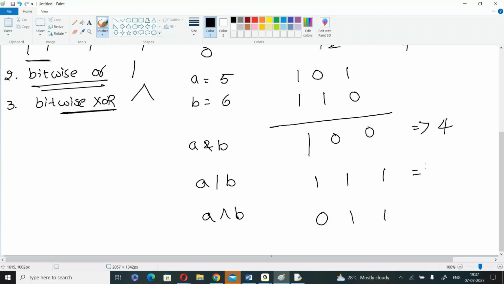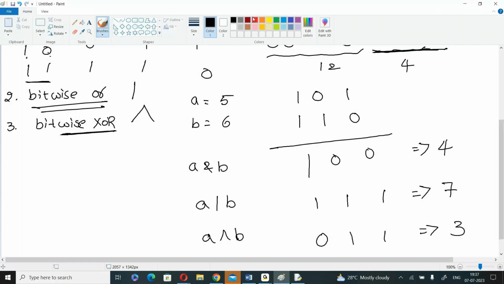4. This is 7. This is 3. Sir, how you are writing means very simple. I will explain. See this one. Generally, 324. How can you say that the number is 324?